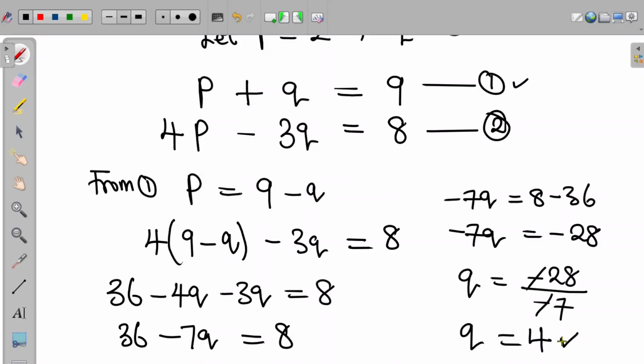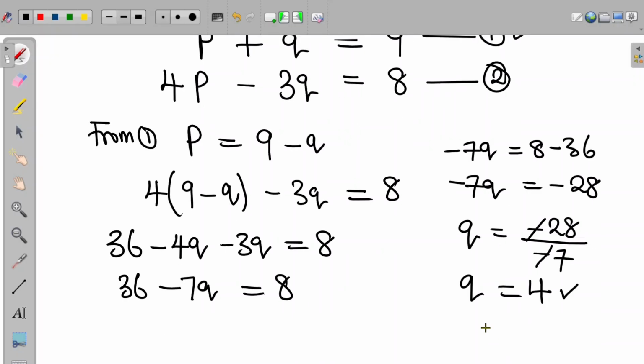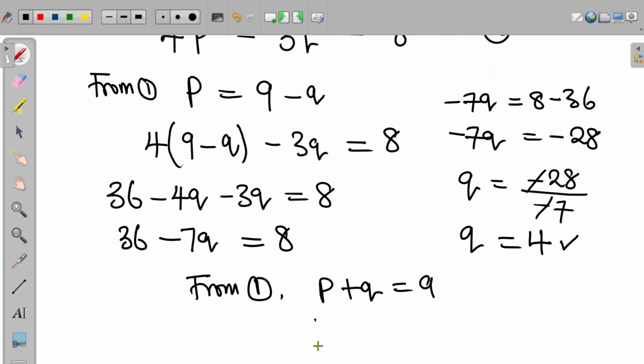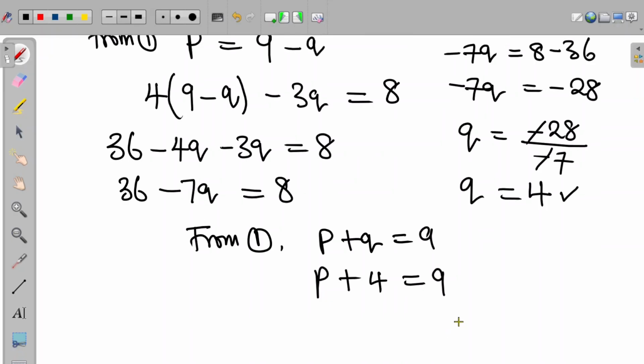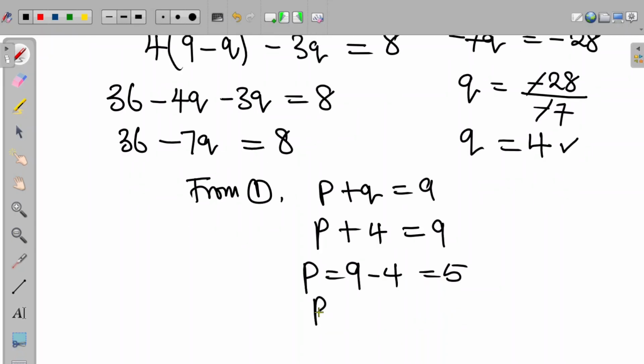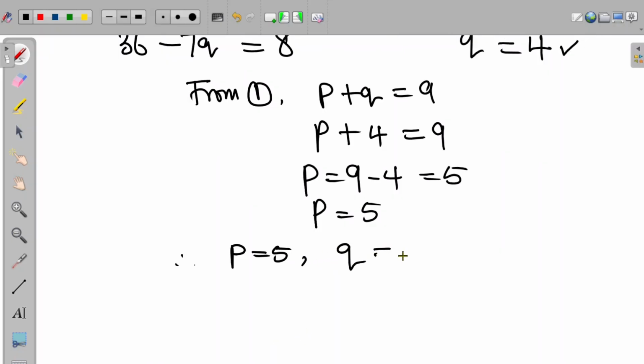We can now substitute the value of q equal to 4 into equation 1. From equation 1, we have that p plus q is equal to 9, and our q is 4. So we have p plus 4 is equal to 9. So p is equal to 9 minus 4, which is equal to 5. Therefore, p is equal to 5 and q is equal to 4.